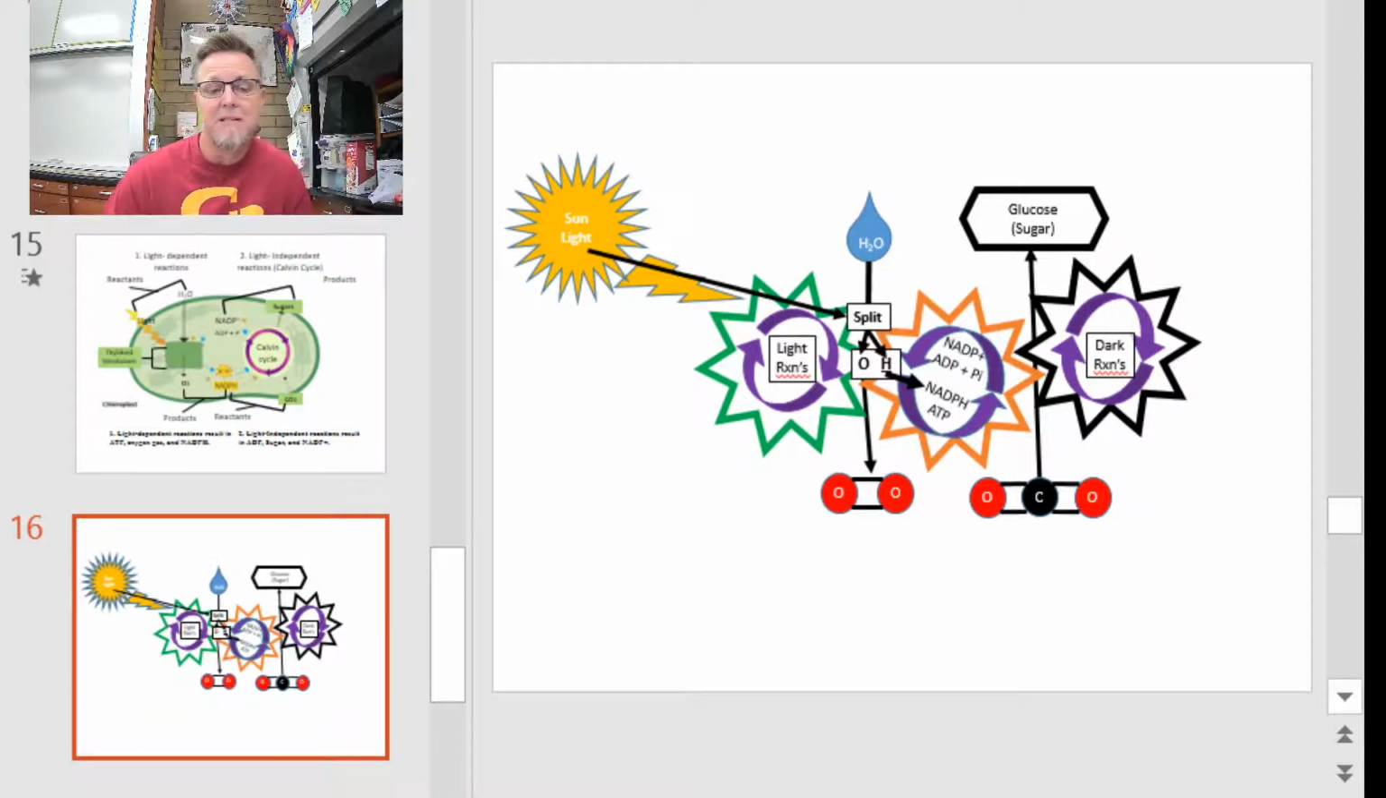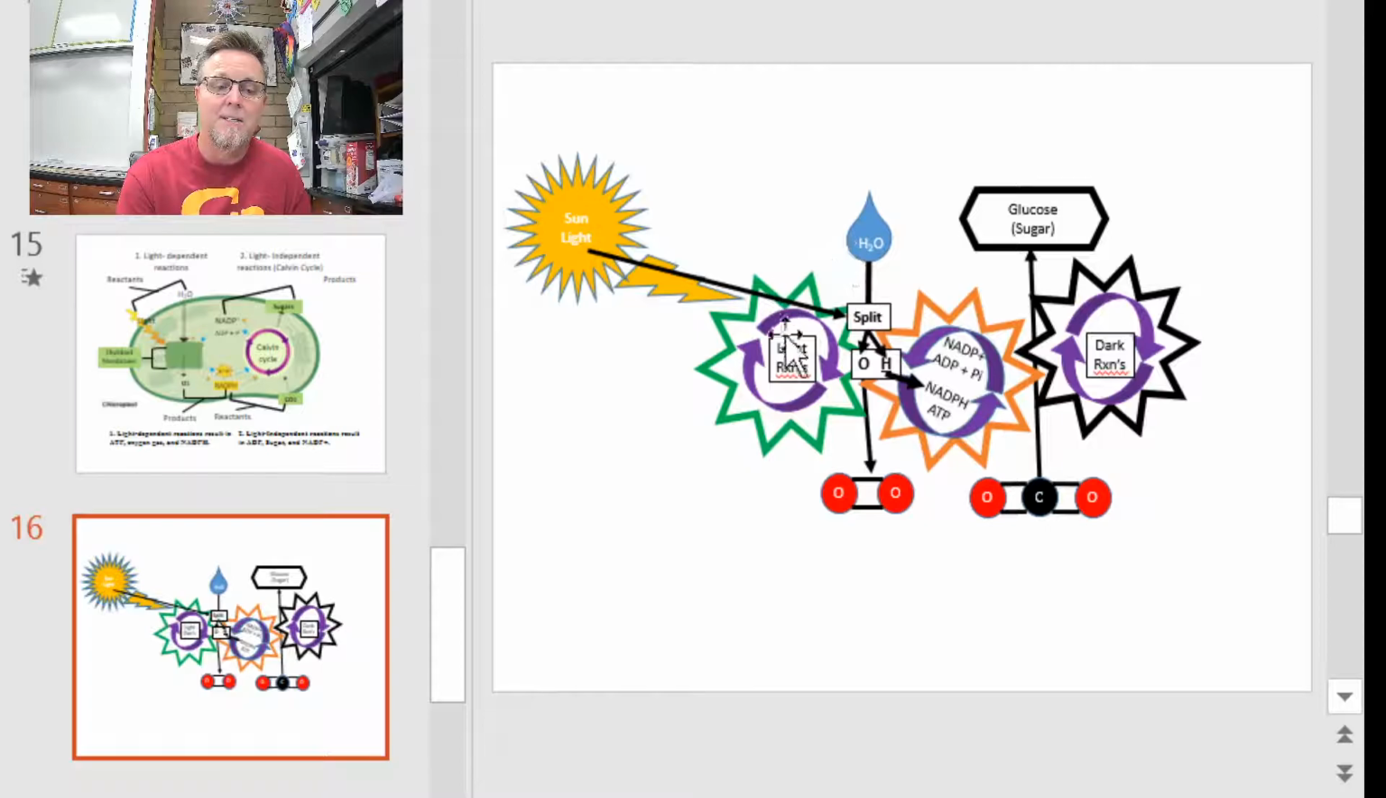This is just meant to illustrate the connections between the light and the dark reactions using a slightly different diagram. So again, we've got our light reactions occurring here. We've got our intermediate molecules here and our dark reactions here. So just to sum it up, the light reactions are coming in, splitting water and causing ATP and NADPH to be made in the light reaction.